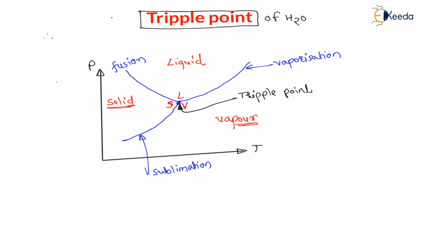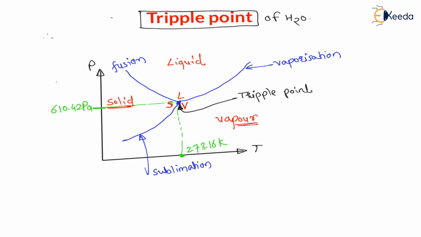Now for water, this triple point temperature is 273.16 Kelvin and triple point pressure is 610.42 Pascal. Let us write down this. Therefore, for water, the temperature at triple point is nothing but 273.16 Kelvin and the pressure at triple point is 610.42 Pascal. These values are important. Generally, they will ask you the temperature at triple point for water, which is nothing but 273.16 Kelvin.